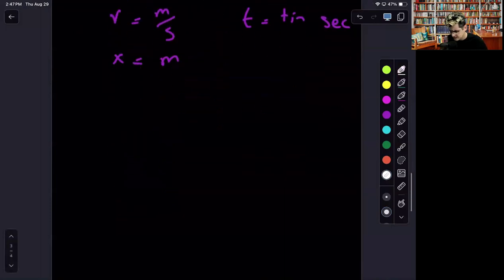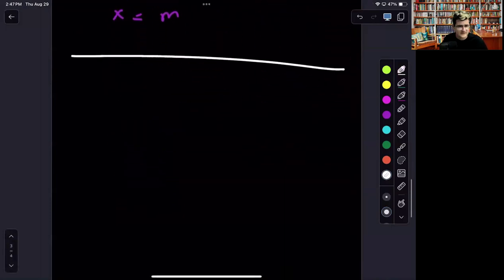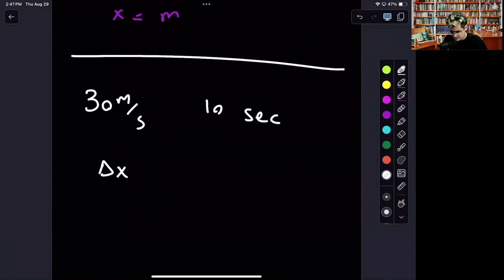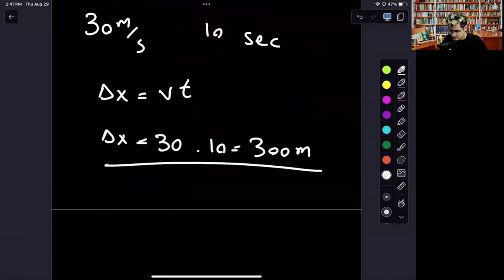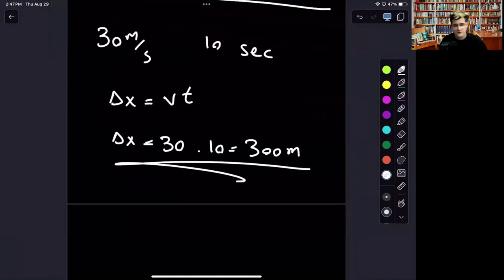So let's move on. Let's do a very easy example and then move on. For example, imagine that you're driving at 30 meters per second for 10 seconds. How far are you driving? Delta x equals vt. So delta x equals v, which is 30, times 10 seconds. The answer is going to be 300 meters. Done. Piece of cake. This formula is very easy.